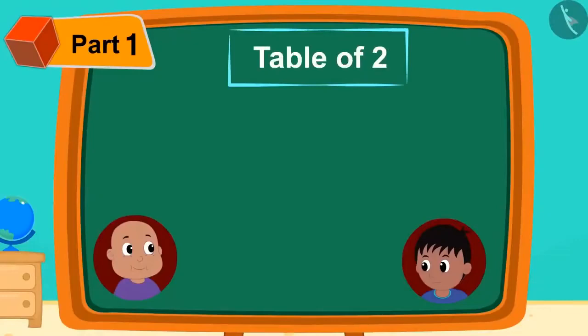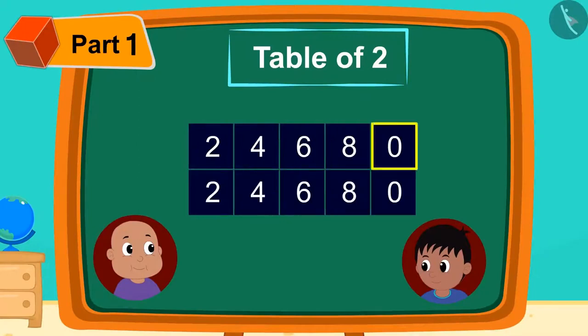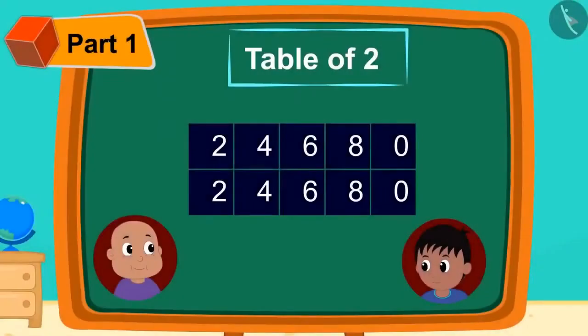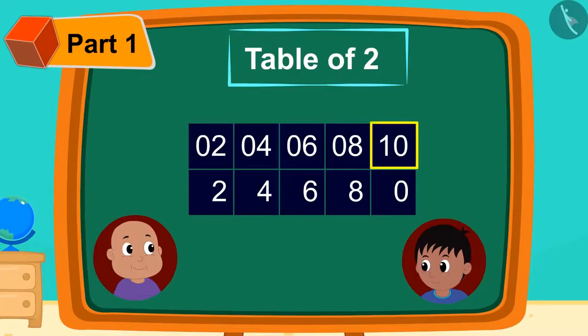Raju is first referring to 2's table. He wrote these patterns in a table: 2, 4, 6, 8, 0 in 2 lines. Now he wrote 0 in this way in front of 2, 4, 6 and 8 in 4 cells of the first line. And finally wrote a 1 like this next to the written 0.